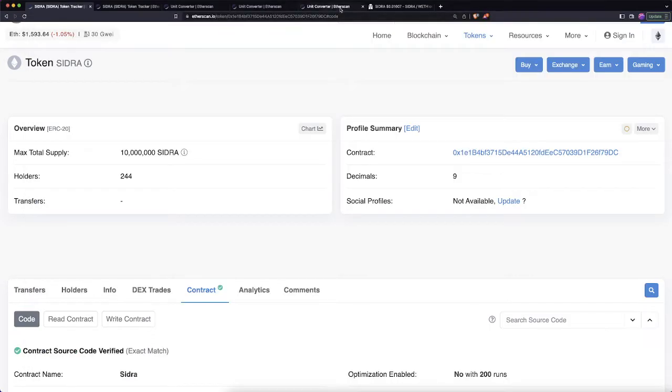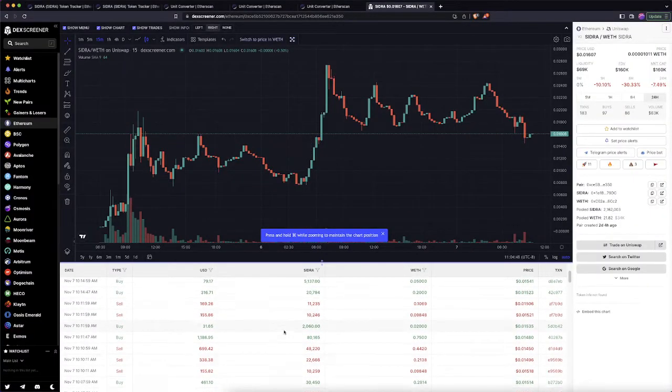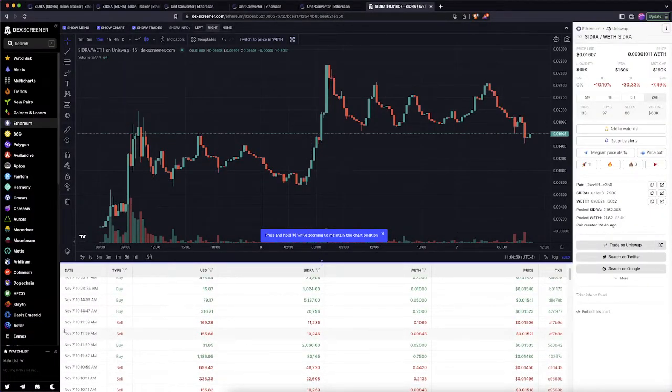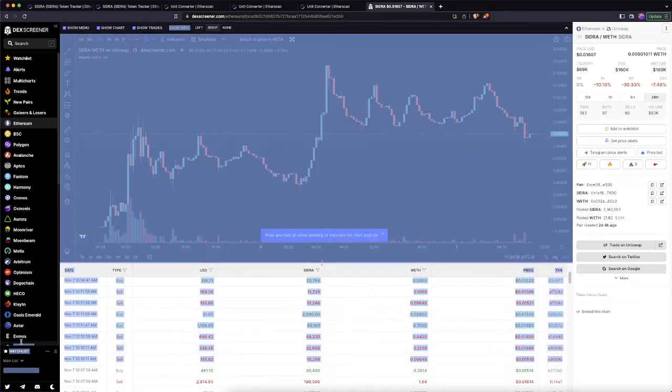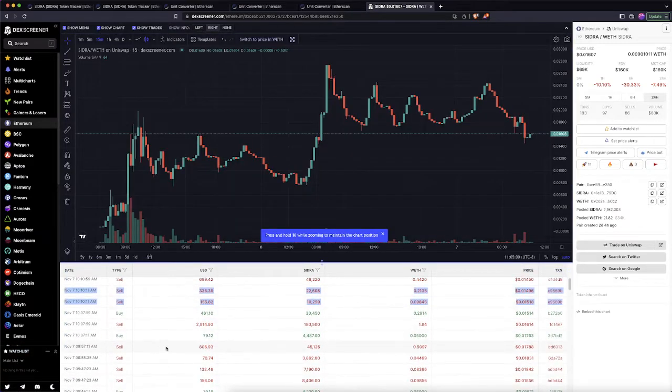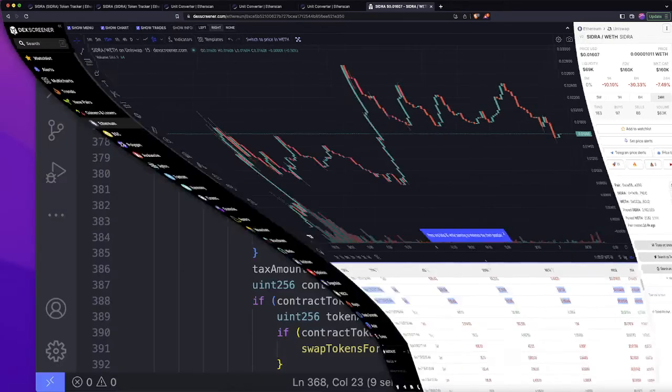Just to show you what prompted this question: somebody noticed that, as you can see here, there's a sell attached to another sell for about 0.1 ETH. It also happened here. But what you don't see is it happening on every sell. It only happens on very specific sells. Why is that? Well, let's go take a look and I'll show you why.